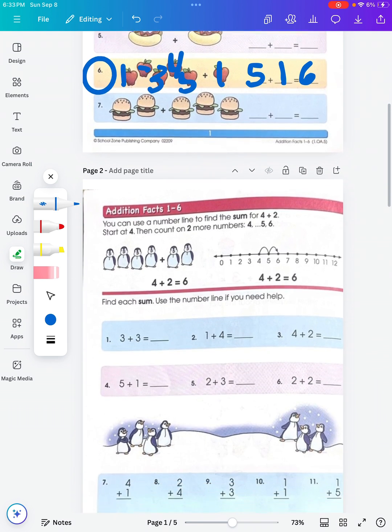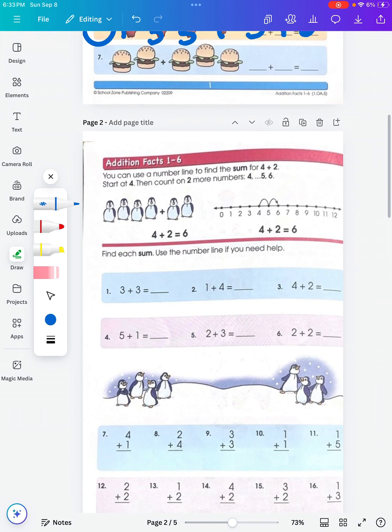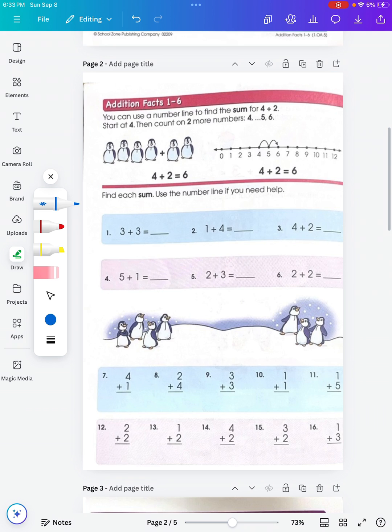Okay, page number 2. Addition facts 1 through 6. You can use a number line to find the sum of 4 plus 2. Start at 4, then count on 2 more numbers. 4, 5, 6. Okay, so we'll be using the number line for these addition problems. Find each sum. Use the number line if you need help.